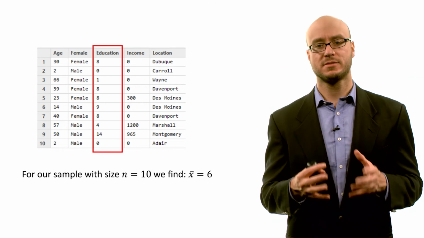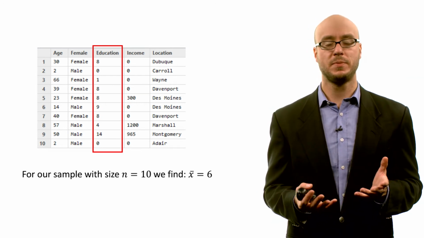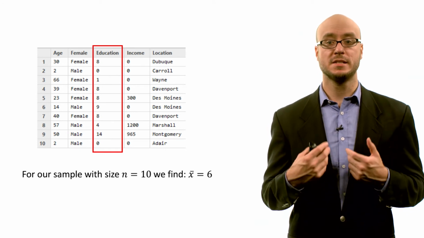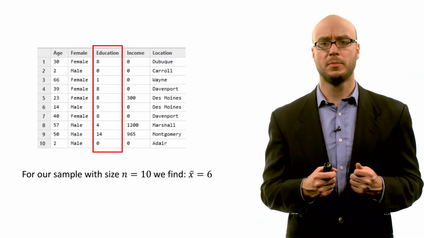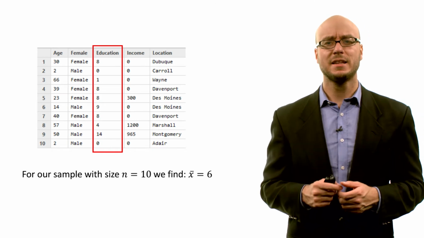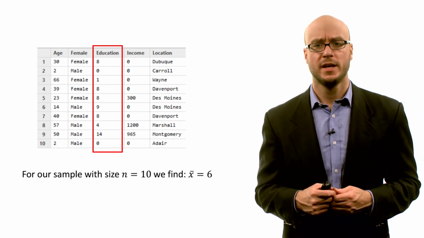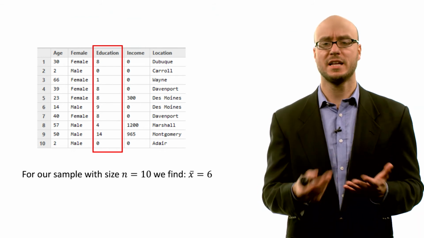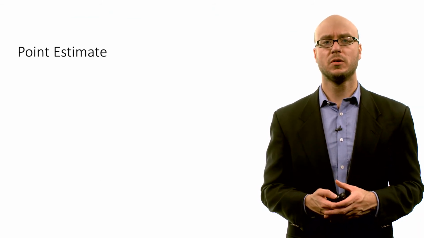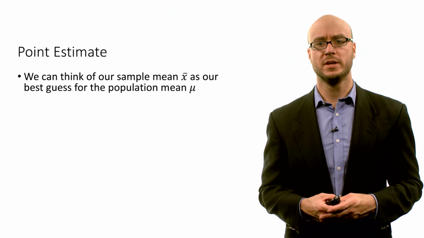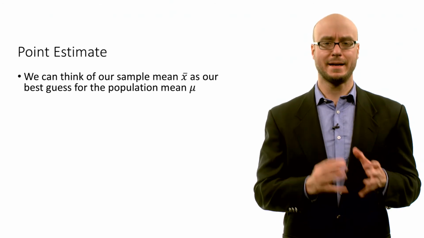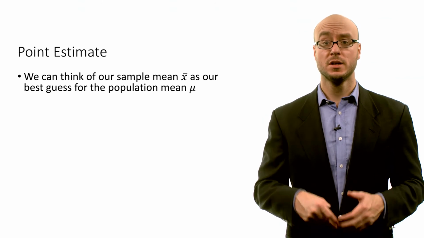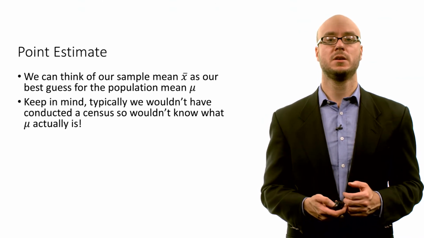Based on this random sample of 10 people living in Iowa, we find that the sample mean is 6 years. So based on the sample alone, we'd say, I think the average educational level in Iowa in the early 20th century is about 6 years. That's our single best guess for the population mean. So the sample mean X bar is our single best guess, without any additional information, for our population mean mu.